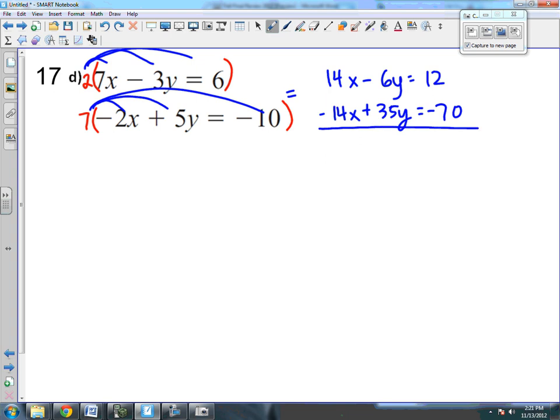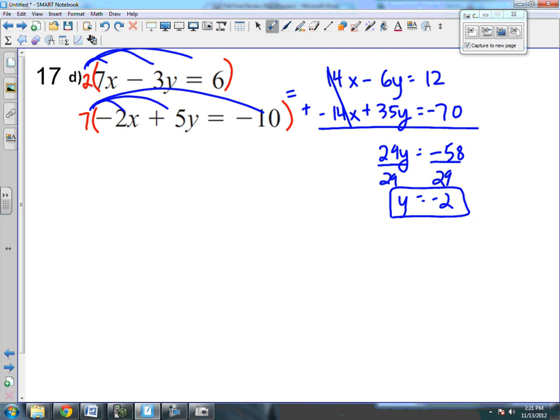What happens here is you should have two variables that are opposites of each other. If that doesn't happen, try again. But it should happen if you did it correctly. And by adding these equations straight down, I get negative 6 plus 35, which gives me 29. And I get 12 minus 70, which gives me negative 58. You should be able to get one of the variables right away. So I divide, and 29y equals negative 58, so y equals negative 2.